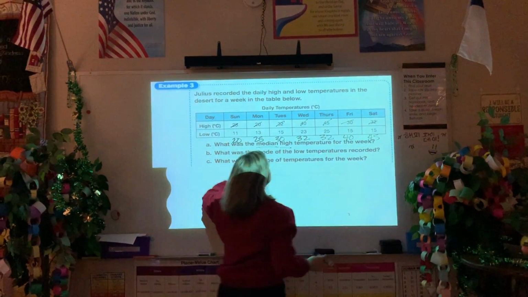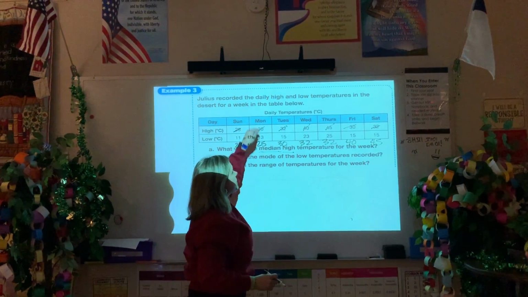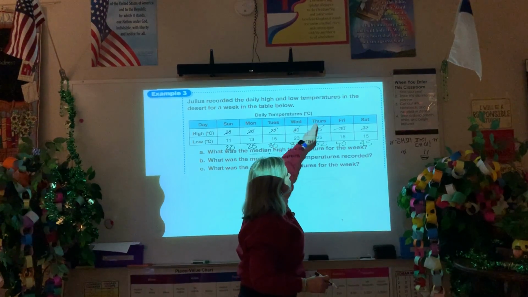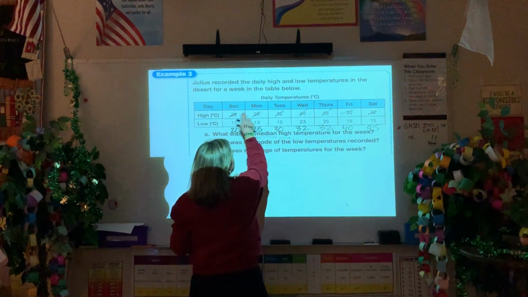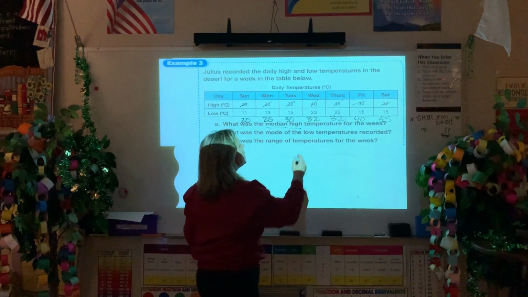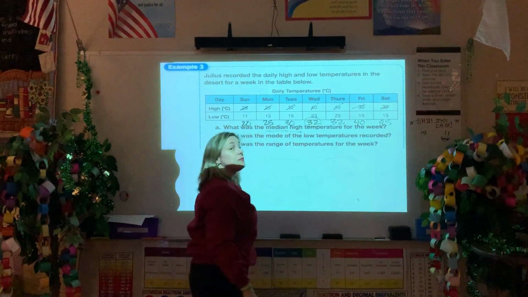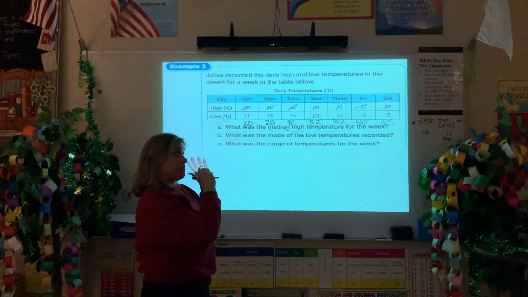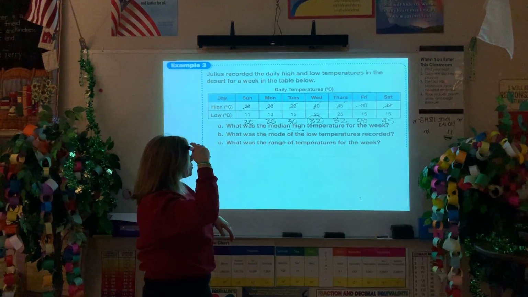Now, notice what I did. I wrote them underneath just to make sure that I'm keeping track and have the same amount of numbers. So we start with 1, 2, 3, 4, 5, 6, 7. So we want to find the median, which is the middle. In this case, it is 32 degrees because it's in the middle, after we put the numbers in order from least to greatest.